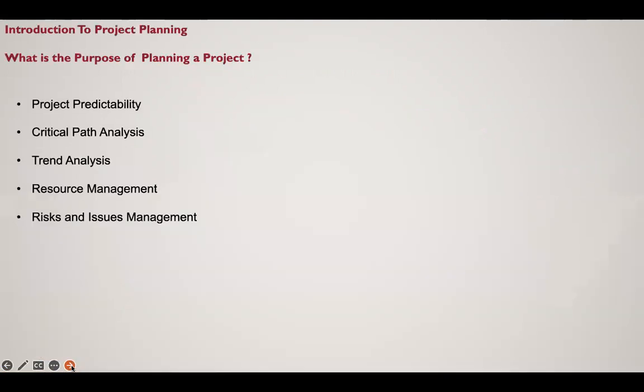So this is where I would stop today. I would explain this and I will stop at this point. This is the last slide, then we'll continue in the next class. So the purpose of planning a project.